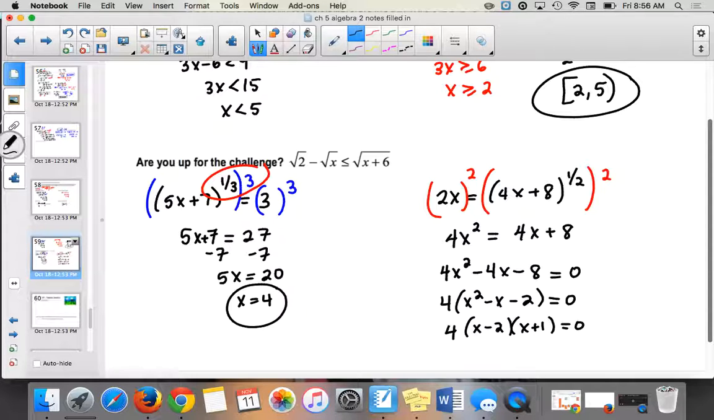Shouldn't it be a negative 4x squared and positive 4x? Oh, I moved everything over here. You could do that, but I always like my x squared to be positive if possible. I don't know, I'm just weird.